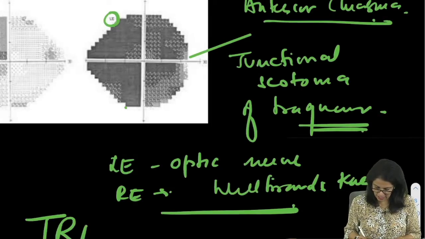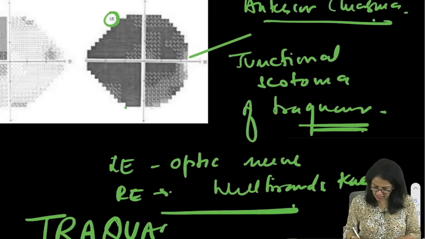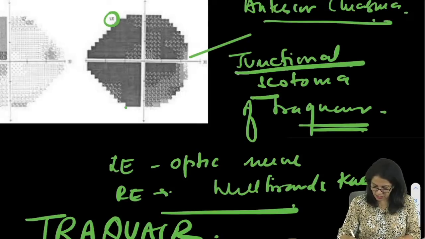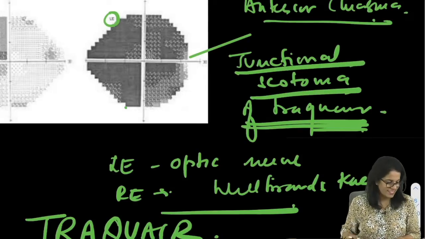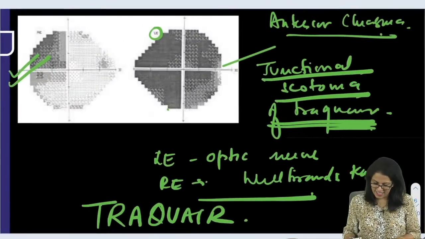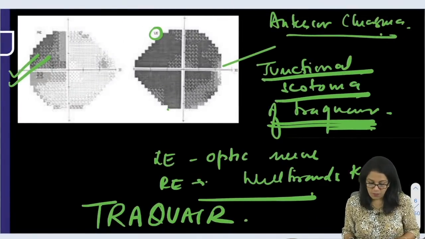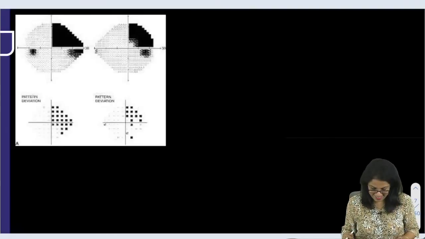Okay, this is Traquair. Traquair is the name of a scientist. We are saying junctional scotoma of Traquair. I'll do that from the next slide. Okay, we come to the next image now. Let us see what we have.